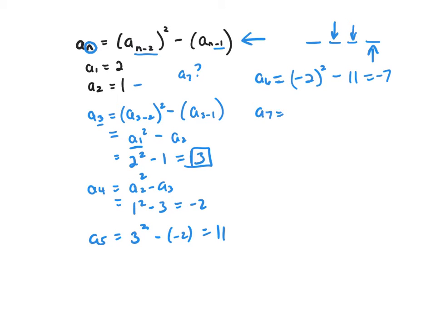And the very last one we're trying to find, a sub 7, is going to be a sub 5, 11 squared, minus the one behind it, which is negative 7. 11 squared is 121, plus 7 is 128. So there's my answer.